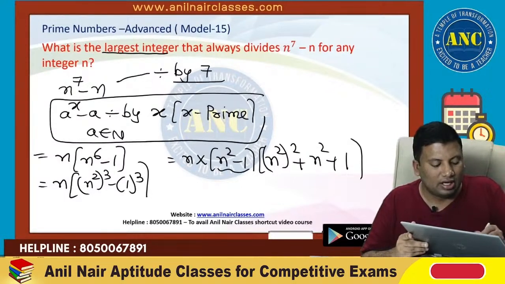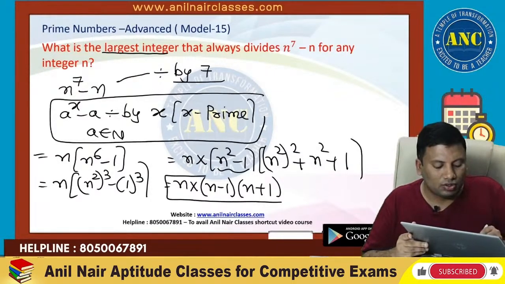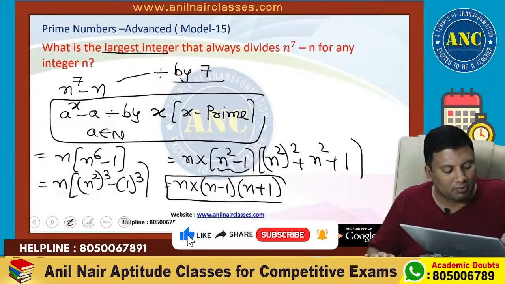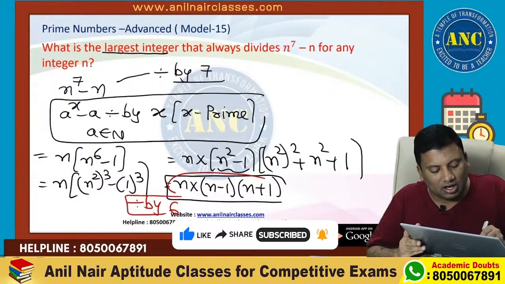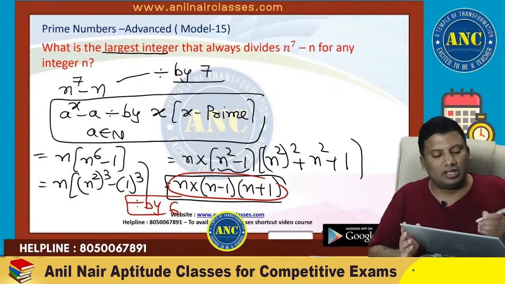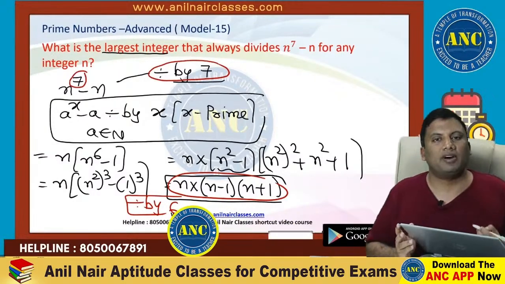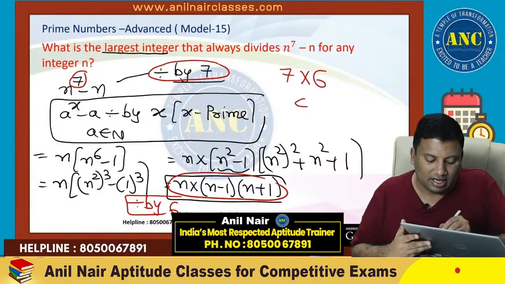Now if you see, n square minus 1 is n minus 1 into n plus 1. So n into n minus 1 into n plus 1 are three consecutive numbers. Three consecutive numbers are always divisible by 6. This number is also divisible by 7 because the power is a prime number. So the answer is divisible by 7 and 6.